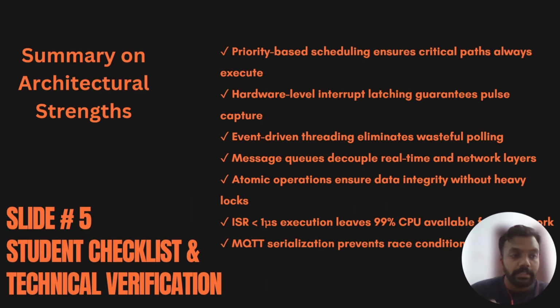So, this is our 5th slide on the student checklist and technical verification. Based on that, this is my summary for our project. Our priority-based scheduling ensures critical paths are always executed. Our hardware-level interrupt latching guarantees pulse capture. Our event-driven threading eliminates wasteful polling. Our message queues decouple real-time and network layers. Atomic operations ensure data integrity without heavy locks. And an ISR of less than 1 microsecond execution always leaves 99% of the CPU available for other work. MQTT serialization prevents race conditions.